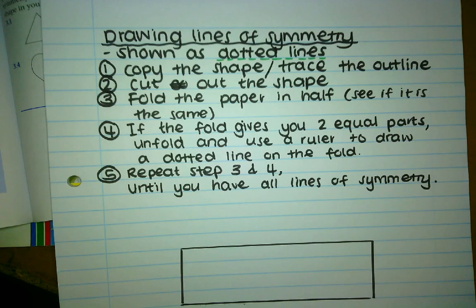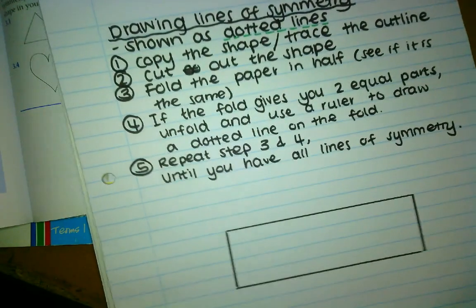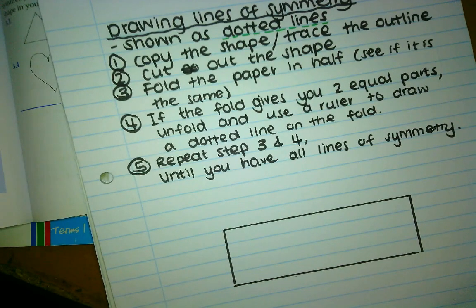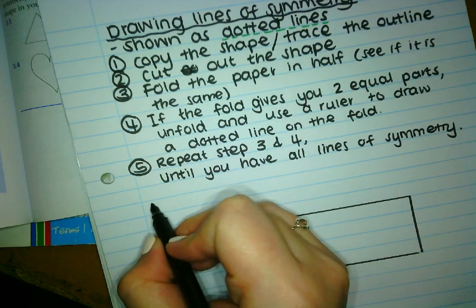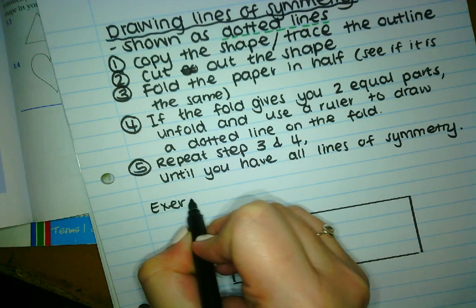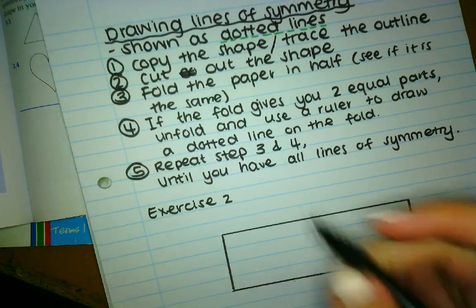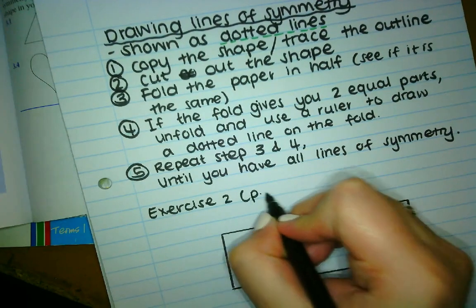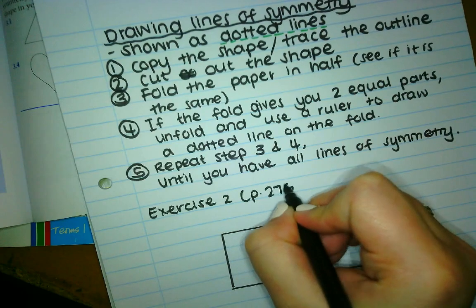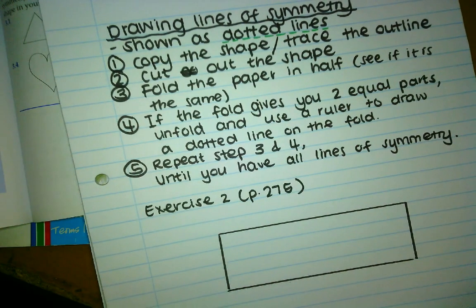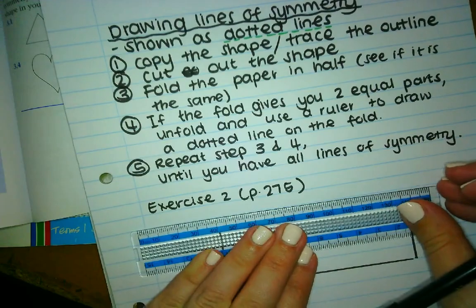So you don't have to do it. It's just an example. What I want you to do next is exercise 2, and that is going to be it for maths today. Okay, so exercise 2 is on page 275. Okay, and then you rule it out.